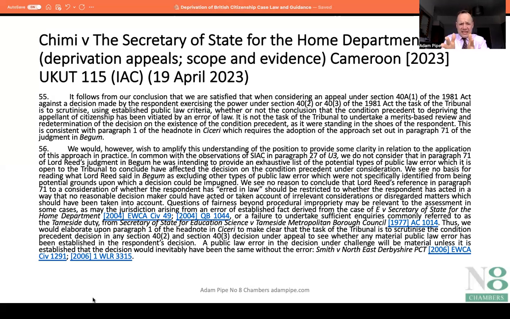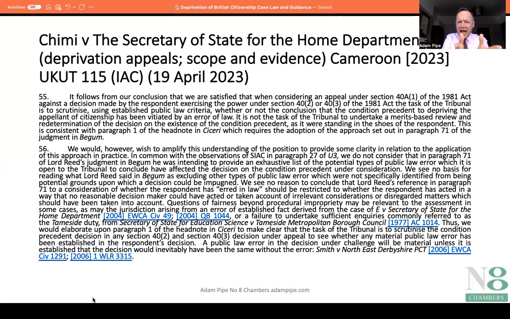And they set out here that it's not the task of the tribunal to undertake a merits-based review and a redetermination. And that's consistent with the approach in the head note to Cicely, which relies upon the approach of the Supreme Court in Begum.